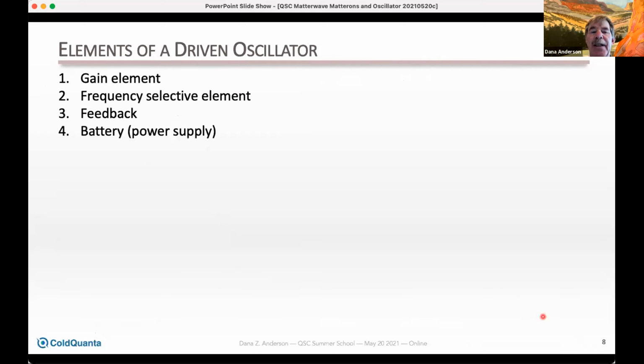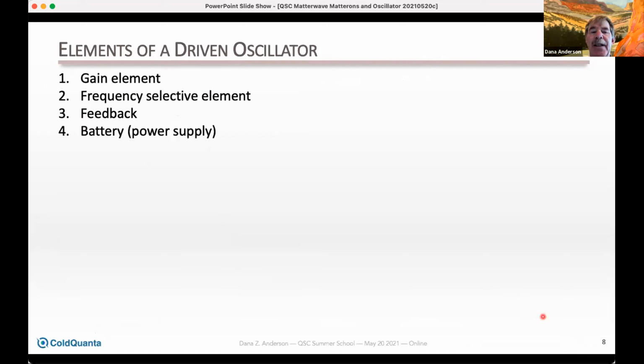That's all in blue. The frequency tuned element here is, oh, you can't see the color. How about that? Okay, there we go. There's the gain element. There's the frequency selective element. In orange is feedback. In red is the battery. Those are the key elements. And as I said, an electromagnetic wave when we couple it to the vacuum.